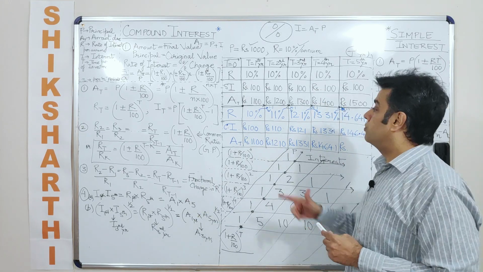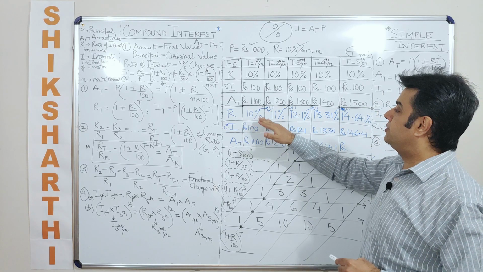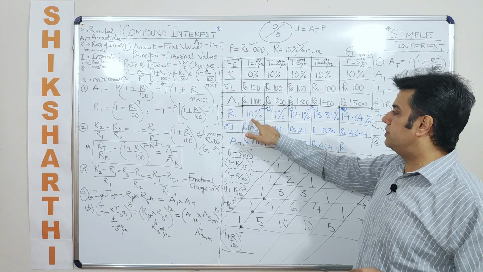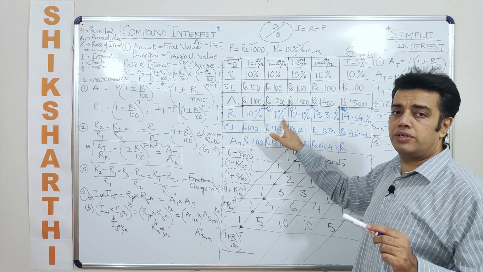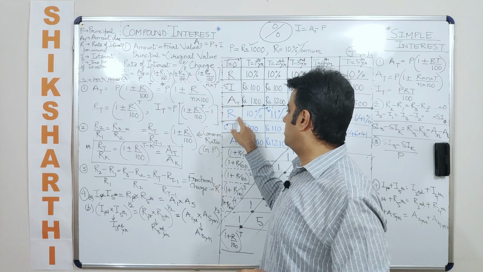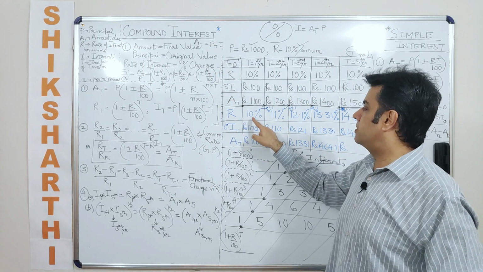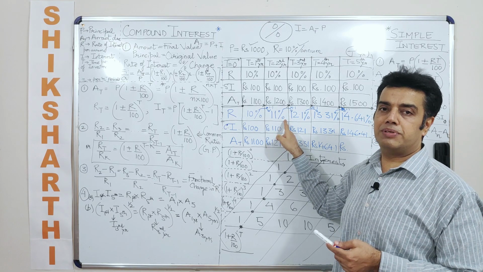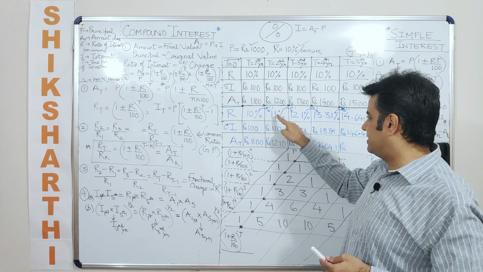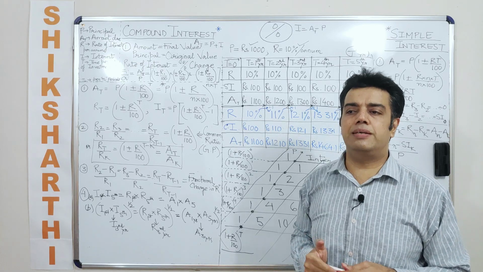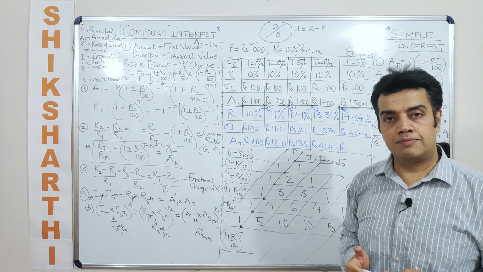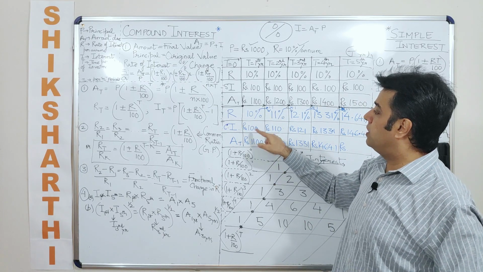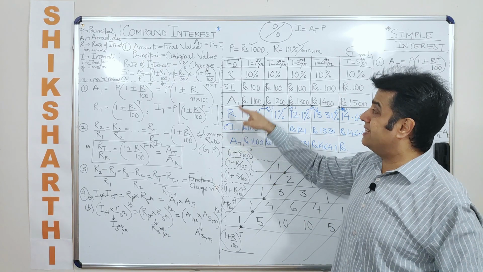Okay. So now from here, if somebody asks what is the total rate of interest after 2 years at compound interest? It will be nothing but the first year's interest plus the second year's interest, which is 21%. After 3 years, this plus this plus this, which becomes 33.1%. Right?